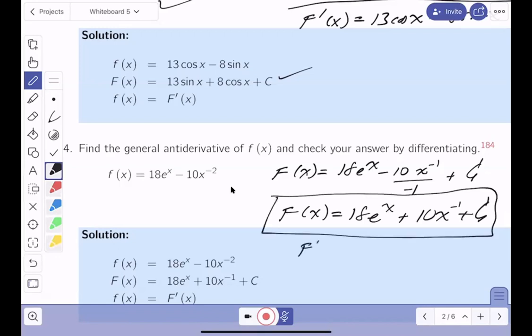So what's f prime? That's 18 e to the x minus 10 x to the minus 2. And the derivative of c is 0. Is that what they say it is? Let's take a look. Looks good. So that's our answer, and our answers are listed for you as well.